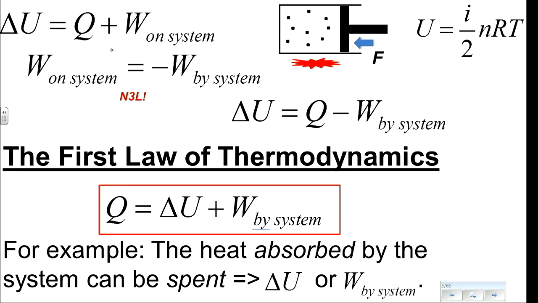We read it that if a system, well, this is one of the examples, absorbs heat, it can spend it differently, either by changing the internal energy or by doing work. For example, same device, same hot water. And you know what's going to happen.